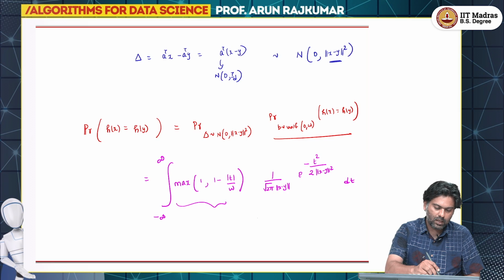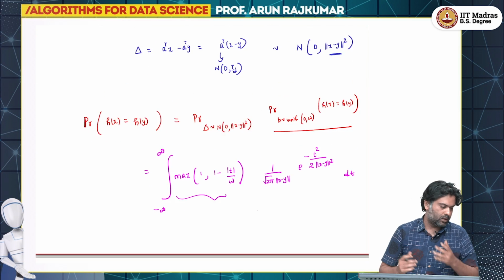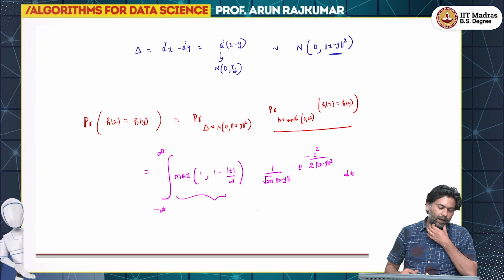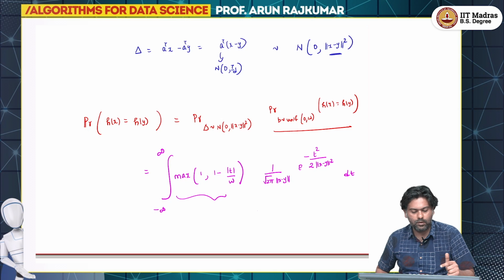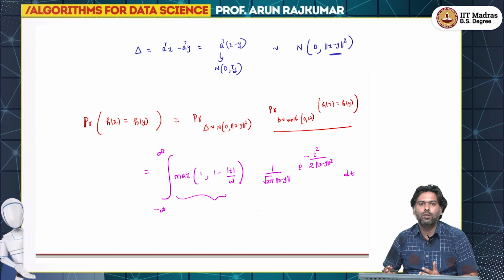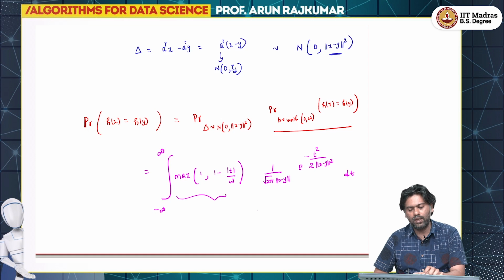So, this is the collision probability. Now, there is no closed form solution to this. You can compute this numerically, because you can generate t's at random, and for a fixed value of W, it is not too hard.